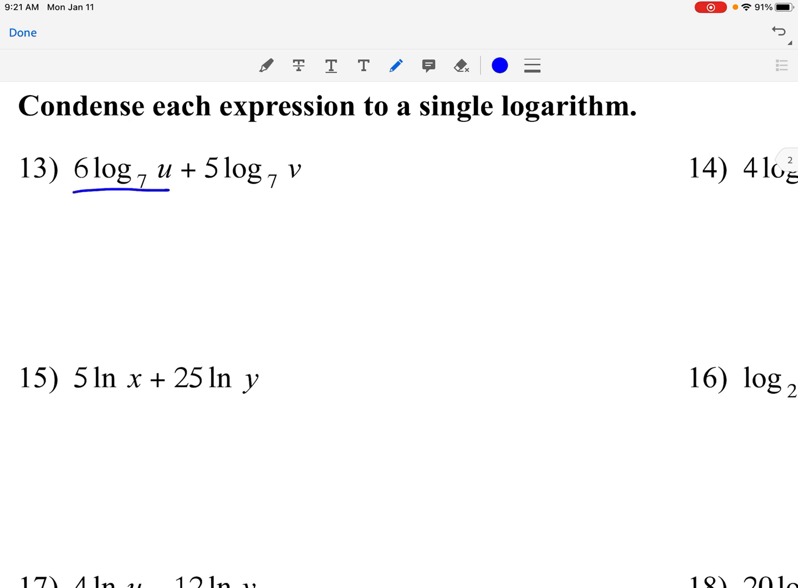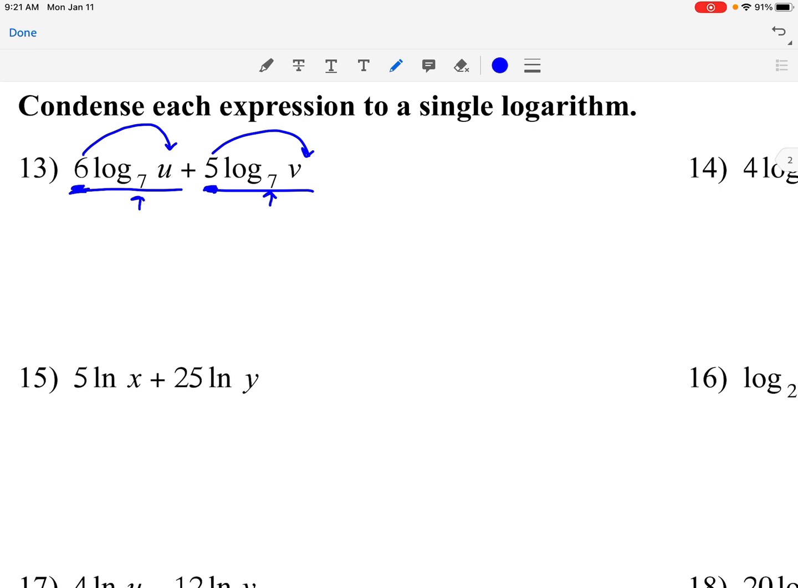So the first thing, I can only combine logarithms if they have the same base, which these do, but I'm also only allowed to do it if they do not have coefficients, which these do. So we actually have to use the power property first to get rid of our coefficients before we can combine them into a logarithm. So if you remember the power property, any coefficient of a logarithm can be moved to become an exponent of what you're taking the log of.